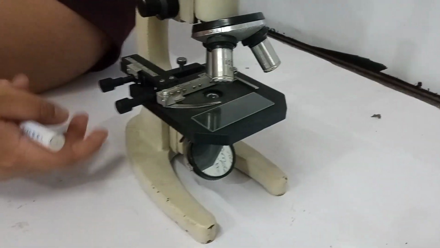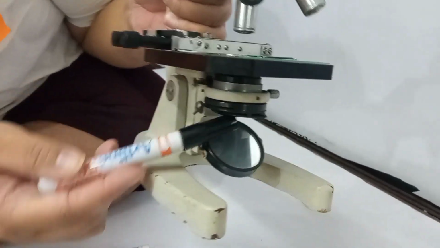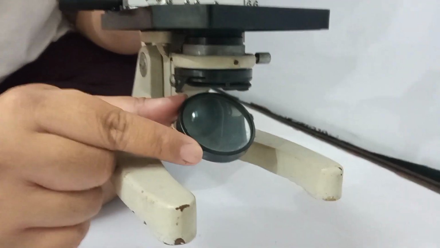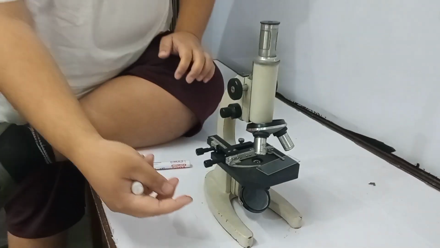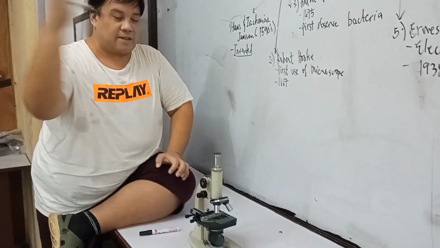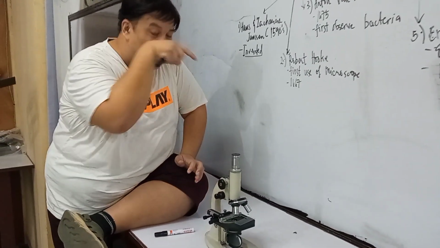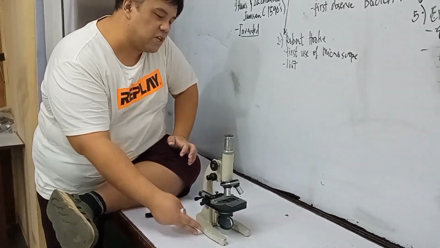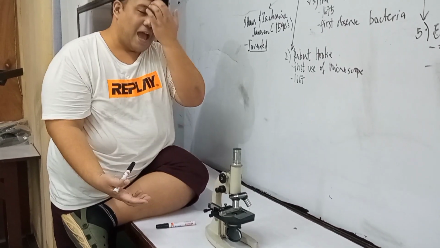Anyways, sa ilalim, you have there the condenser, iris condenser. And then you have there the mirror. Sa compound microscope kasi, students, ang gamit is mirror to reflect the light from the environment. Kapag electrical microscope siya or light microscope, meron siyang light bulb. So, ito-turn on mo lang siya, may ilaw ka na. I hope you get that.